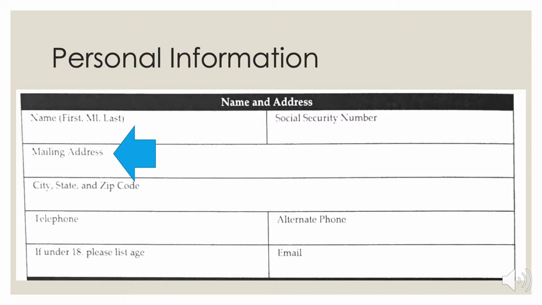In this box, you will put the house or apartment number and the street you live on. In the box below, you will put the city you live in, the state, and the zip code. You can write out the entire name of the state or use the abbreviation if you prefer.